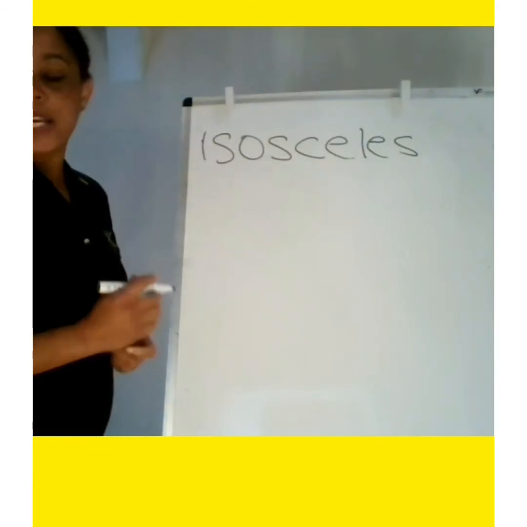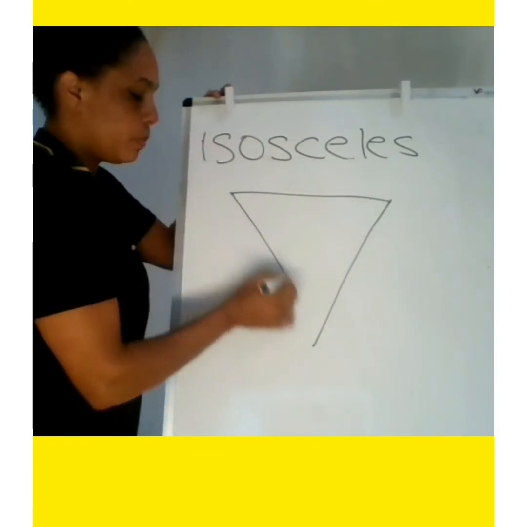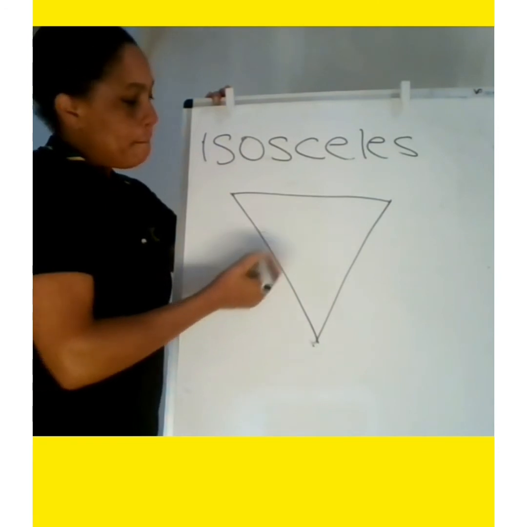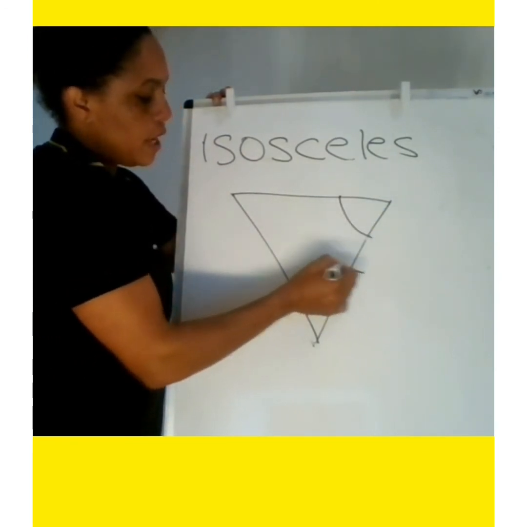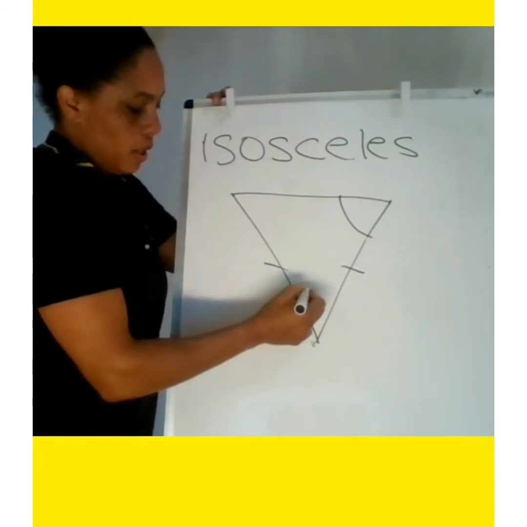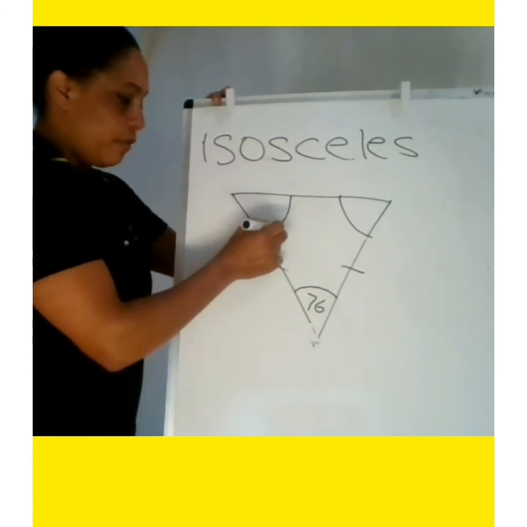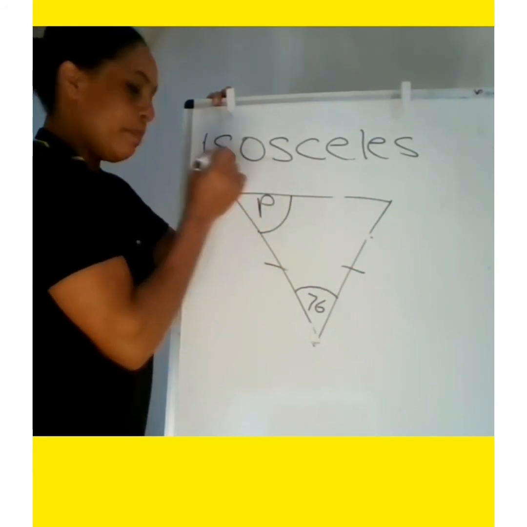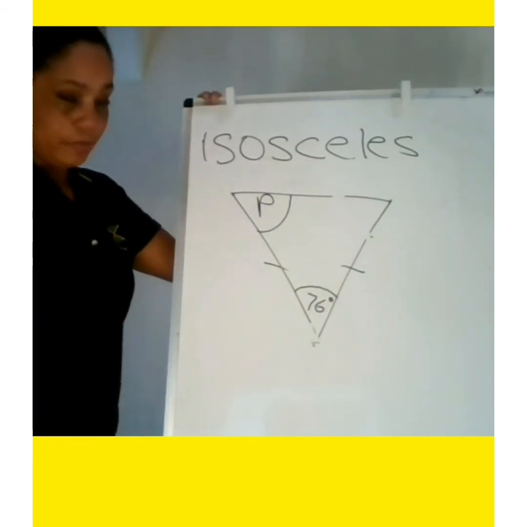Let's look at another question. This time, these two sides are equal. This is the angle 76, and I'm asking you to find angle, let's call that angle P. But I know that that is 76 degrees.